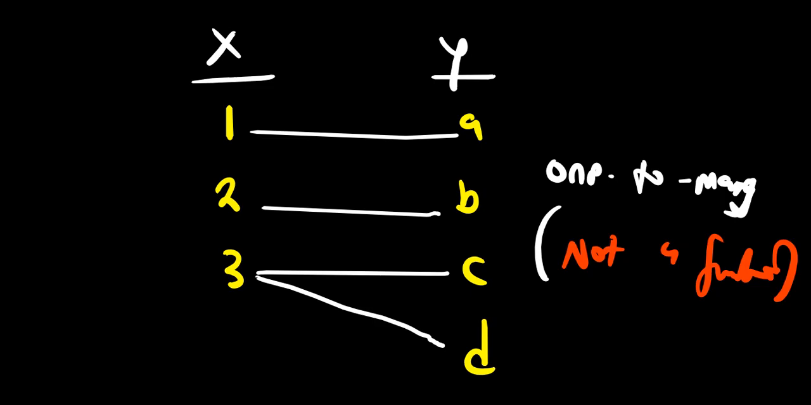Why? Because you've got one input value that is giving you 2 output values. So this is not a function.